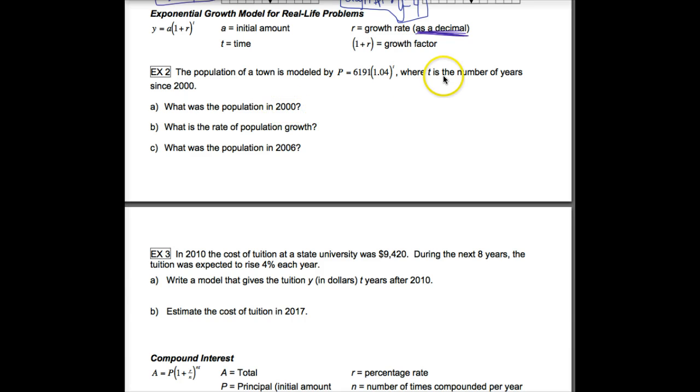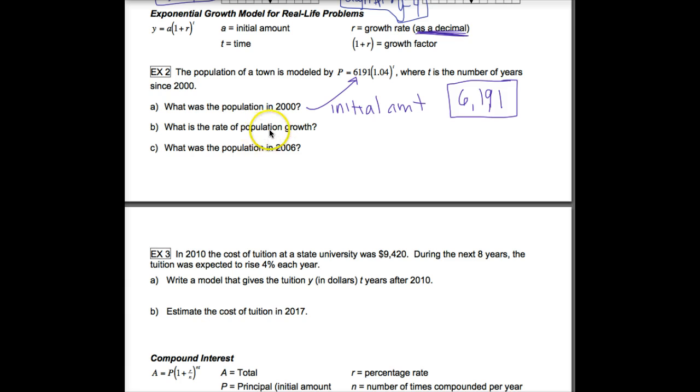Now, T is the number of years since 2000. So in 2000, it's been 0 years since 2000. So you could certainly plug in 0 for T and solve it. However, 2000 is our starting point, and we're told that A always stands for the initial amount, how many you started with. So really, you can just look here and say, this is my initial amount, and it is 6,191. So 6,191 was the population in the year 2000.